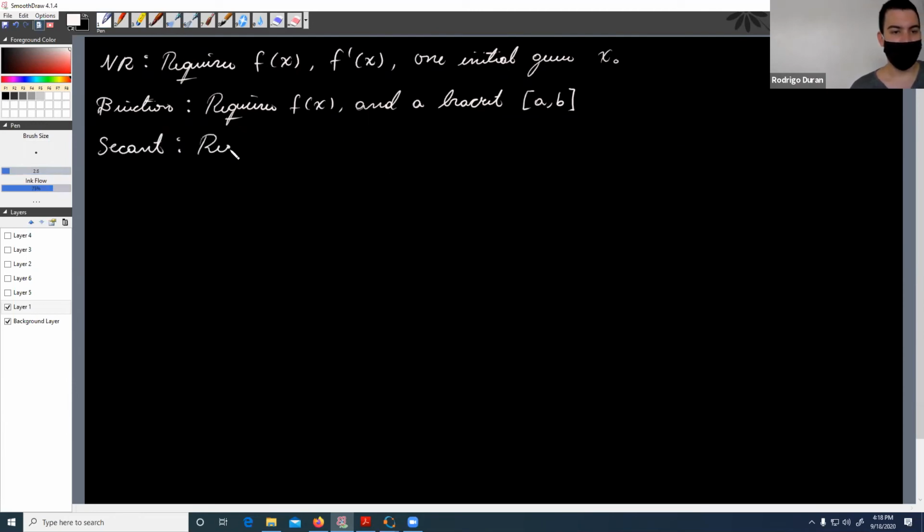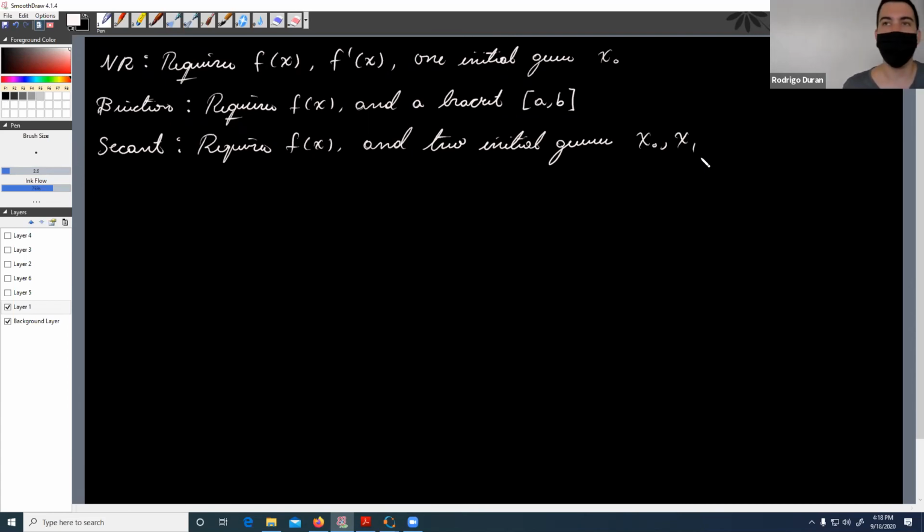I'm going to say over here, secant. Secant requires the function and requires two initial guesses. And that's going to be x0 and x1. Now, why does Newton-Raphson only require one initial guess? Because Newton-Raphson relies on the definition of a tangent line. That's why it requires the exact first derivative. The secant method, as the name implies, relies on the secant line, drawing a secant line between 2 points. That's why it requires two initial guesses.